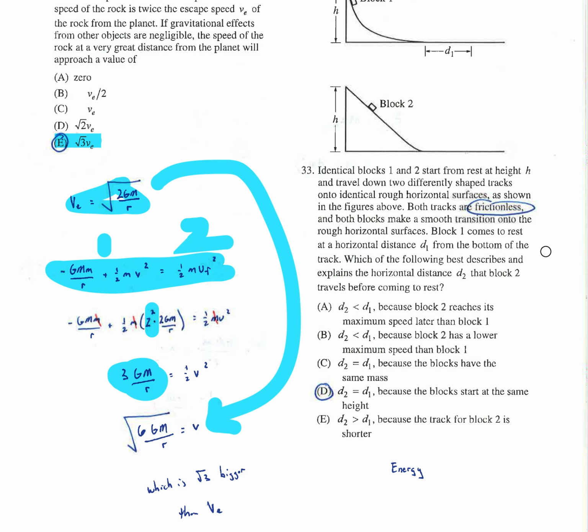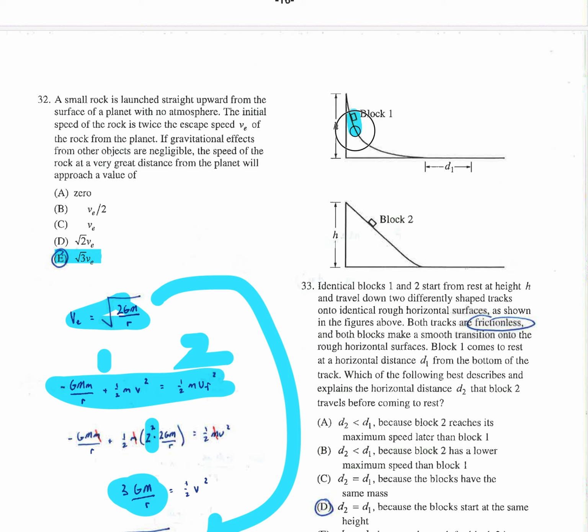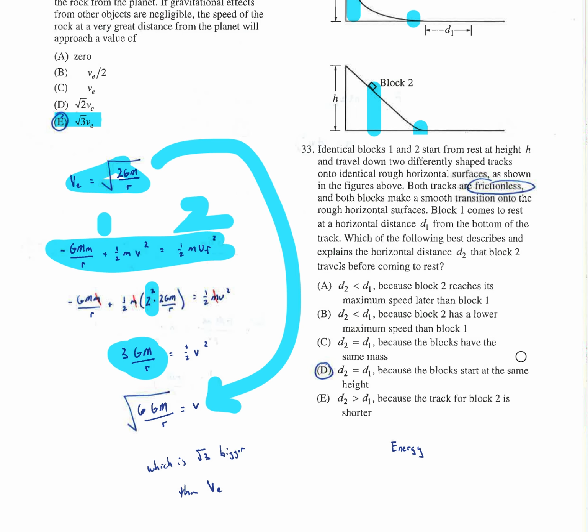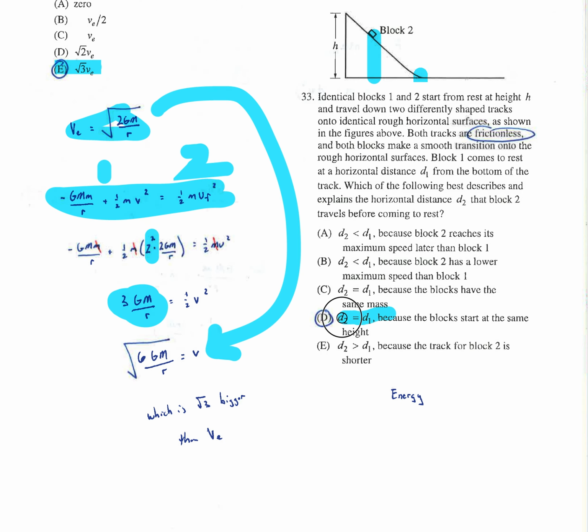Blocks, there's no friction, and again, it's one of those that are trying to trick you. That block and that block start at the same height. Thus, they're going the same velocity here and here because they've got the same potential energy, so they have the same kinetic energy, and that same kinetic energy is going to still slide the same amount. Okay? Conservation of energy, same distances.